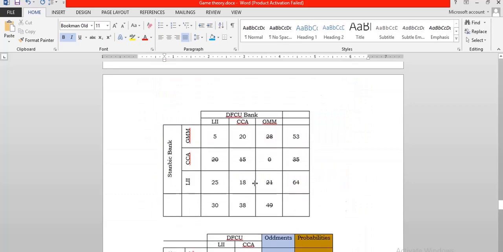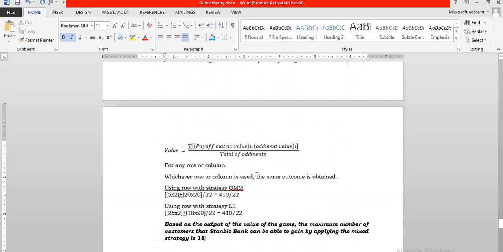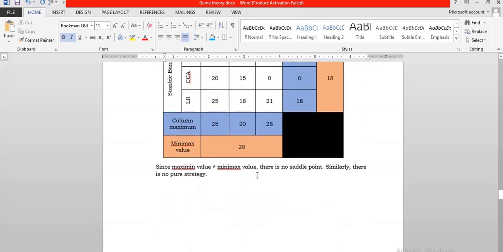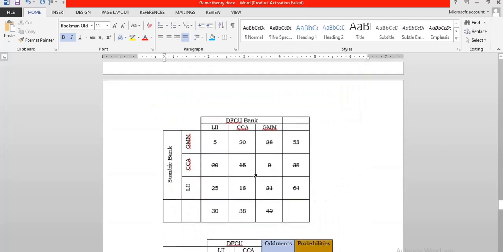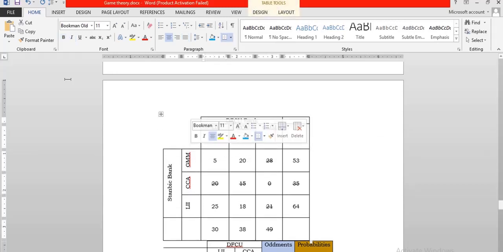We use the dominant strategy by knocking off the row that is here. So this is cancelled because it was a minimum; it is not a dominant strategy, so it is dominated by another. So this CA was removed by cancelling, and also GMM on this side of DFCU Bank was removed. So we remain with LII and CECA, GMM.